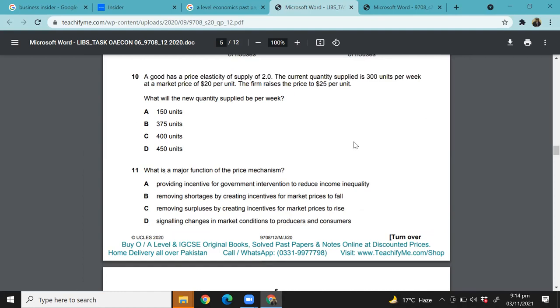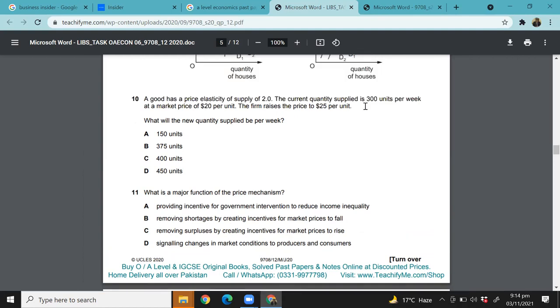Okay, great. Now the next question says, a good has a price elasticity of supply of 2. The current quantity supplied is 30 units per week at a price of 20 per unit. The firm raised the price to 25 rupees per unit. What is the new quantity supplied per week?